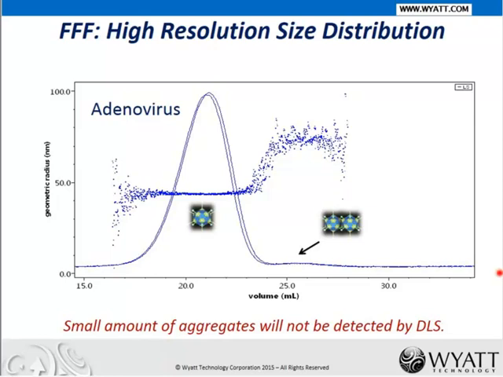We made 2 injections with the FFF separation. We can see very good reproducibility. The majority of the particles in this adenovirus sample has a radius of about 45 nanometer, consistent with 1 adenovirus particle. But we also detected a small peak at the tail region of the main peak with a radius of 75 nanometer. And this is consistent with 2 adenoviruses bound together. This small amount of large aggregate will not have been detected by the dynamic light scattering.